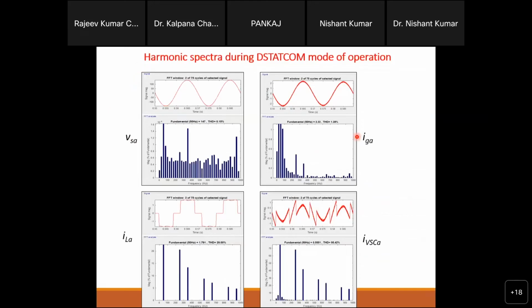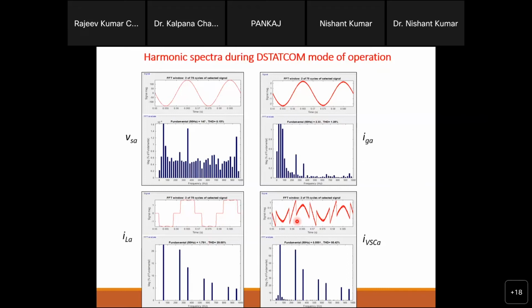Here in the night time, when the system is behaving like a D-STATCOM, at that time you will see this is the grid voltage, right? And this is your grid current. The grid current is pure sinusoidal, so the THD is lesser. This is 1.8%. The load is nonlinear, so this is pure load. The load has 29% THD. But the VSC is generating only the harmonic current, only harmonic current, no fundamental.